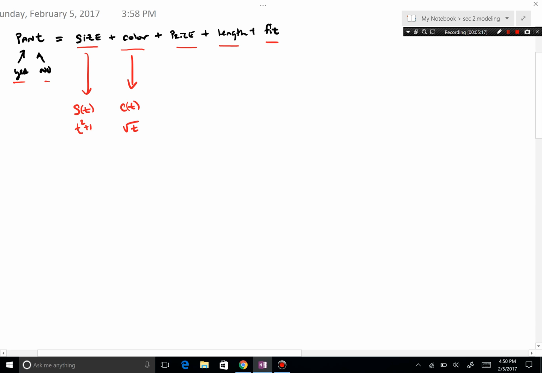Say that's a function. Price. Well, I don't know how jeans are, but I tend to buy them on sale. So maybe the price is in terms of time. Maybe you look for the change in the seasons like I do. Maybe that's t to the 1/3, right?